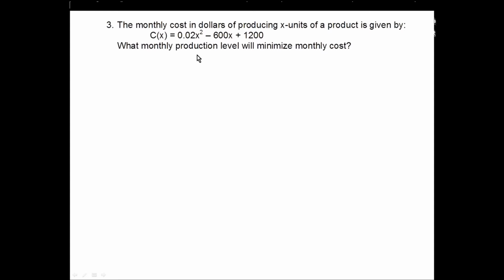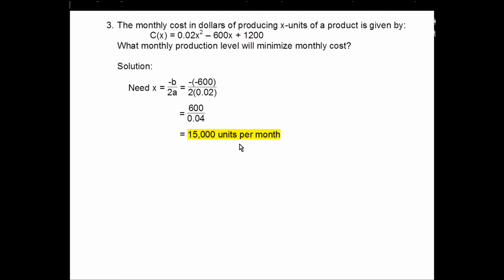So we're trying to figure out what monthly production. We're looking for the x value of the vertex, the first coordinate. Again, the function is given to us in general form. We have to use that negative b over 2a. So we need x to be negative b over 2a. So we're going to have negative 600 over 2 times 0.02. So I've got 600 over 0.04. You would just take out your calculator and do the division. You've got to make 15,000 units per month in order to minimize your cost. It seems weird. It seems like you can minimize your cost by not making anything, but it actually costs you more money to do nothing than to do something.